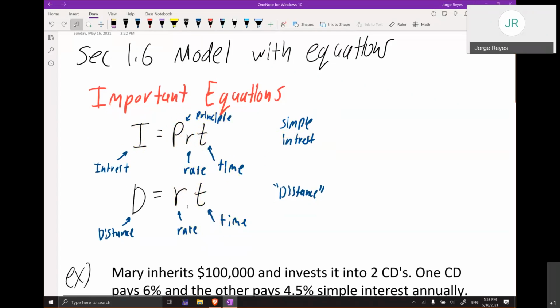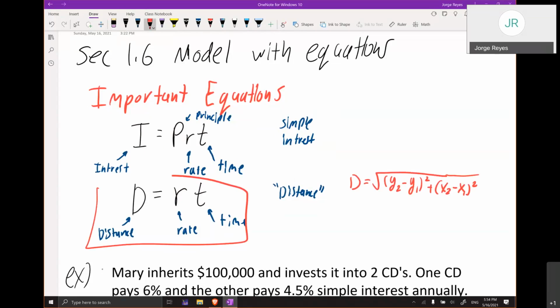And then second, we have this distance equation where distance equals rate times time. This is more like a physics distance. We also have a math, geometric distance, which is y2 minus y1 squared plus x2 minus x1 squared. I don't know if this is familiar to you guys, but that's a different kind of distance. That's like measuring distance, where this is like distance traveled.